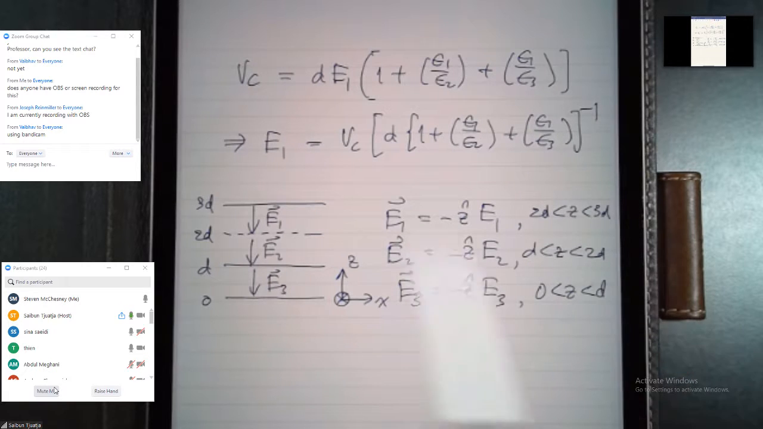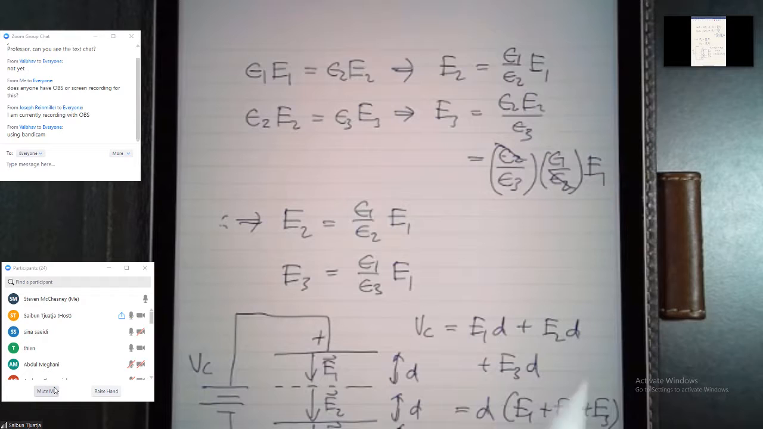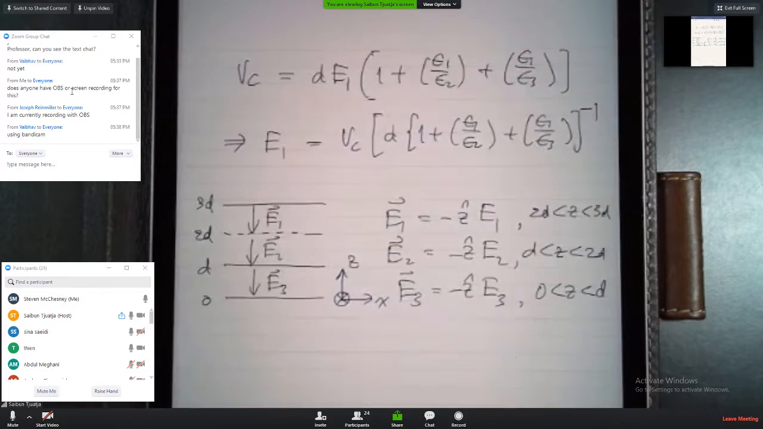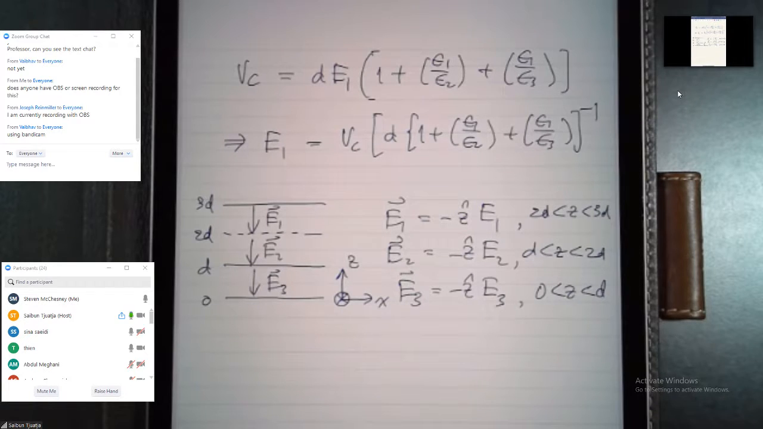Once you have E1, how do you find E2? Well, E2 is simply epsilon 1 over epsilon 2 times E1. And then E3 is simply epsilon 1 over epsilon 3 times E1. So you can solve for the rest. So this is the first part. Any questions?